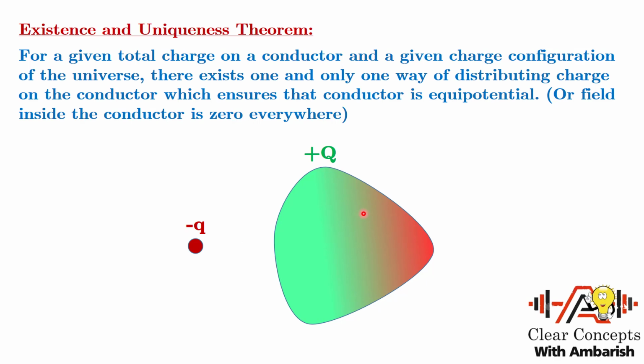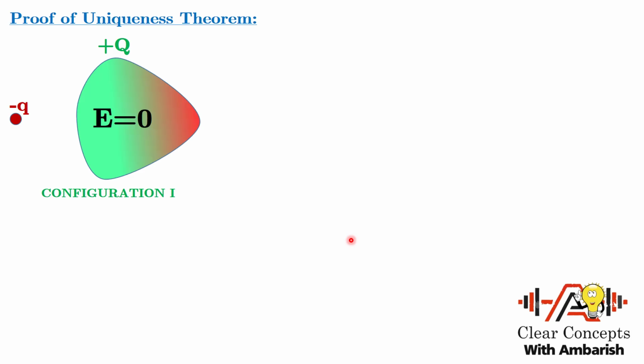Now why is that? Let's try to understand the logic behind the existence and uniqueness theorem. I hope you understood the statement of the theorem. The statement says that for a given total charge on the conductor and configuration of the universe, there exists a unique charge configuration of the conductor. Now we'll prove it by contradiction. Let's say it is not unique, then we will see what contradiction will arise. Okay, so let's get to the proof of the existence and uniqueness theorem.